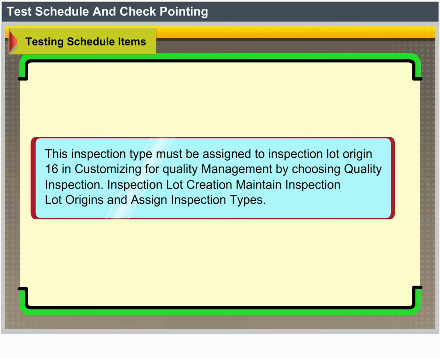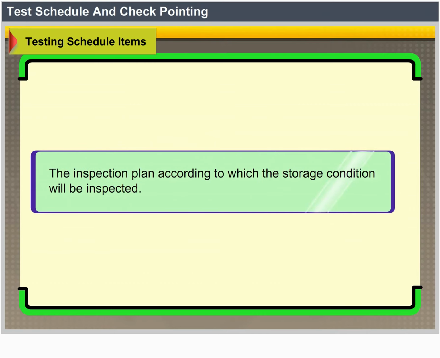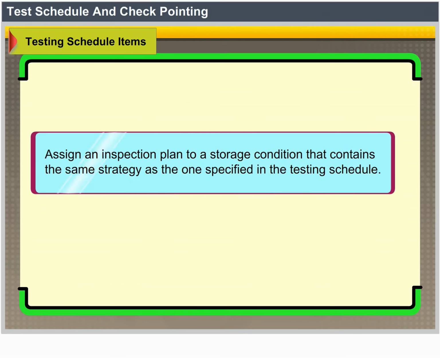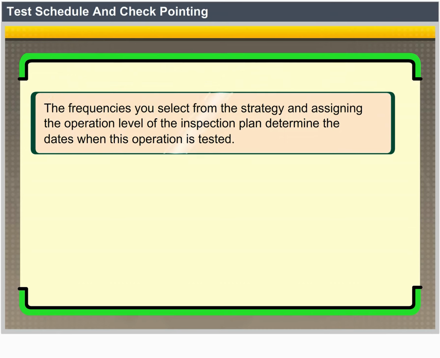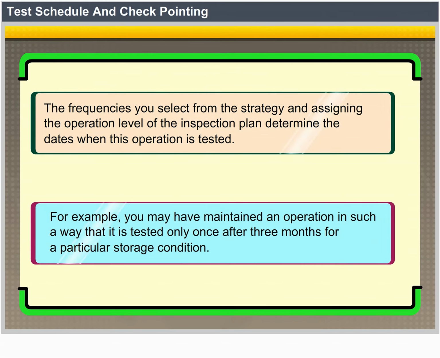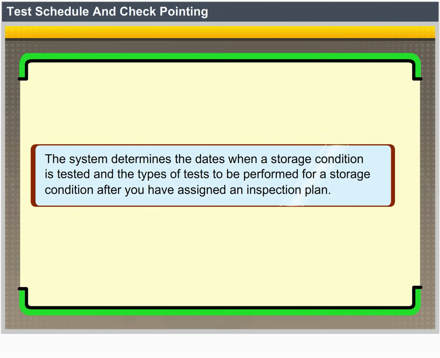The inspection plan according to which the storage condition will be inspected. Assign an inspection plan to a storage condition that contains the same strategy as the one specified in the testing schedule. The frequencies you select from the strategy and assign to the operation level of the inspection plan determine the dates when this operation will be tested. For example, you may have maintained an operation in such a way that it will be tested only once after 3 months for a particular storage condition. The system determines the dates when a storage condition will be tested and the types of tests to be performed for a storage condition after you have assigned an inspection plan.